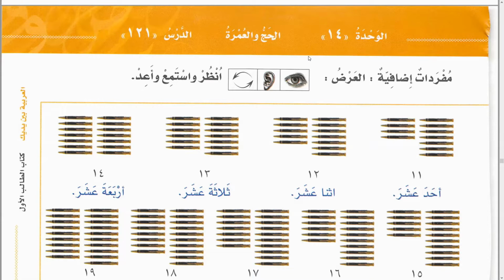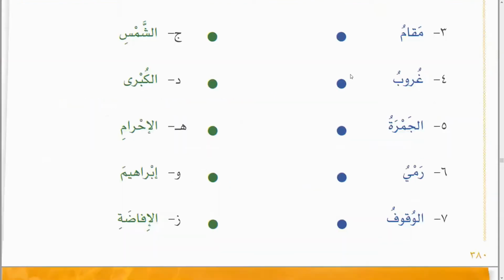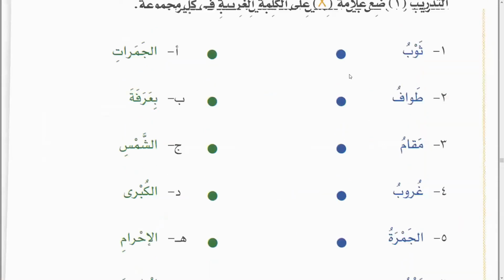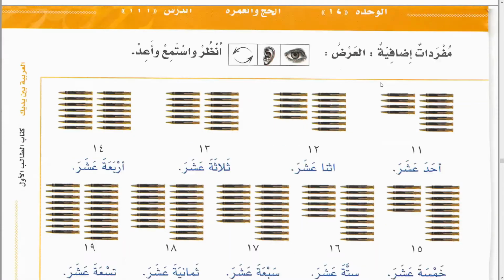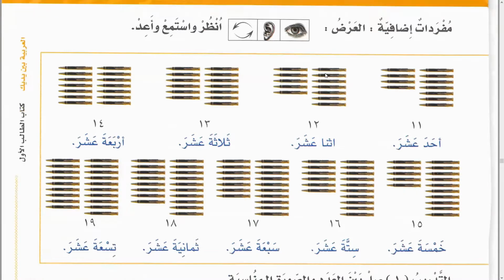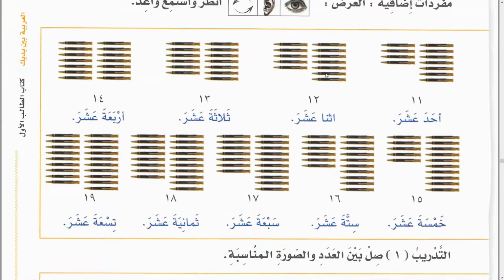So let's begin, inshallah. Last time we did all the three dialogues. Today we will continue with Mufradatun Idafiyya, the additional vocabulary. In this lesson, they are teaching us numbers 11 to 19, and these numbers are compound. Ashara, we know it is 10, so we add 1 to it.